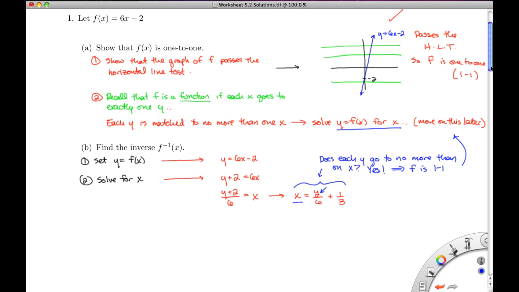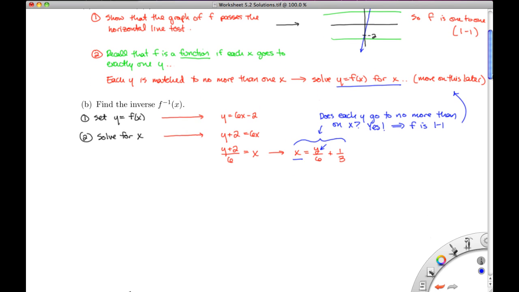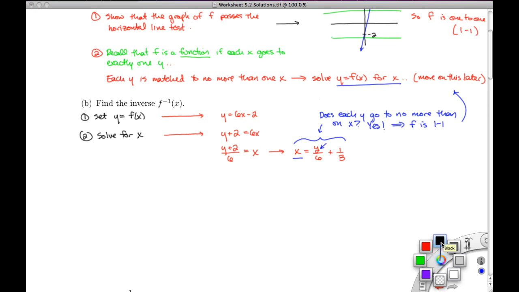Okay, so let's get back to the process of finding the inverse. So step 3, after we've solved for x, we're going to go ahead and swap the x and y. So anywhere that there's an x, we put a y. Anywhere that there was a y, we put an x. And that'll get us on our way to finding the inverse function.